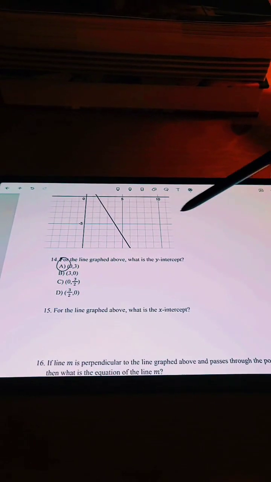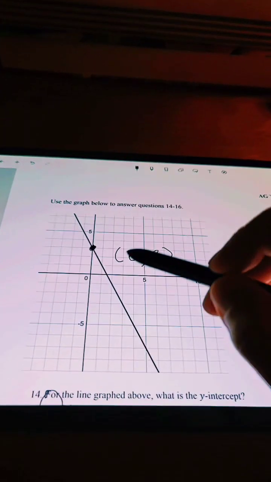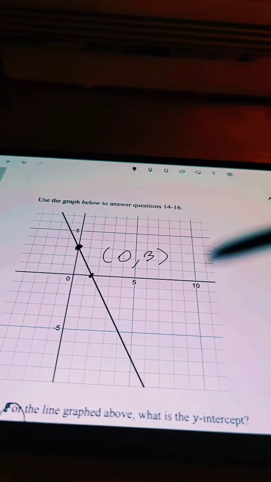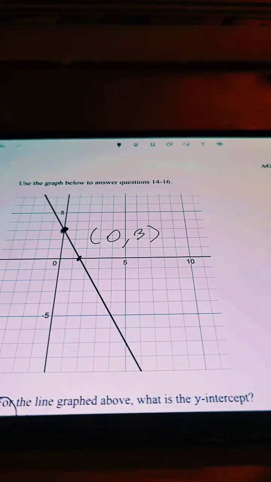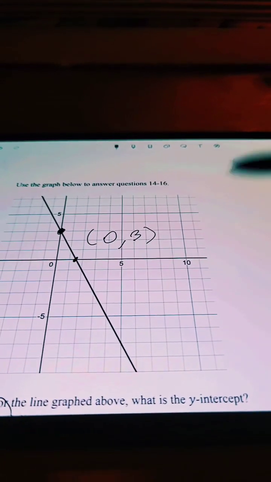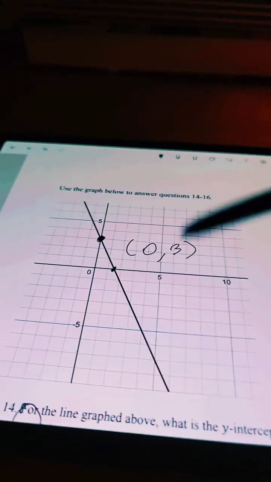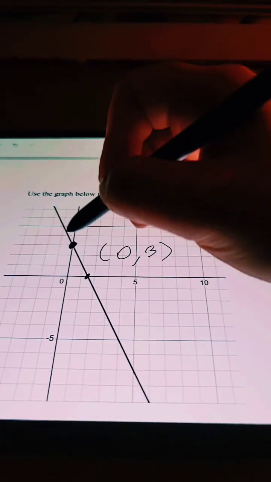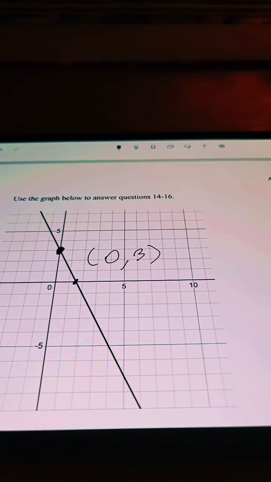For the next one, it's asking what is the x-intercept? The x-intercept is where it intercepts the x-axis. Now, you don't want to just go off of your eyeballs for this all the time, because sometimes they try to trick you. So what you want to do instead is come up with a linear equation for this using y equals mx plus b, then plug in 0 for your y to find the x-intercept.